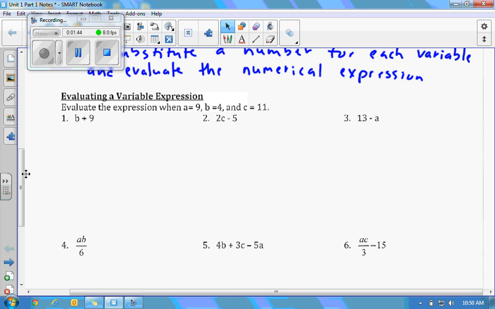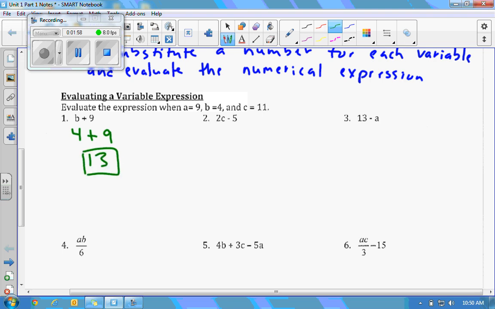So the first thing we're going to do is plug in the number that goes with each variable. So for number 1, we have B plus 9. So we're going to replace the B with 4. So we have 4 plus 9. And then when we add those together, we get 13. If you notice, I do not have an equal sign. Since we're talking about expressions, there's not going to be an equal sign there.